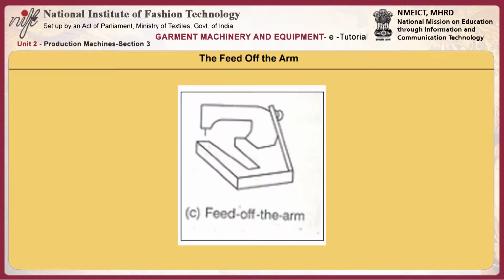The feed of the arm. This is also a type of cylinder bed machine. The bed of the machine is U-shaped. These machines are used where a lapped seam has to be closed in such a way that the garment part becomes a tube. The stitching is along the length of the cylinder. It is common in jeans production for inseam.